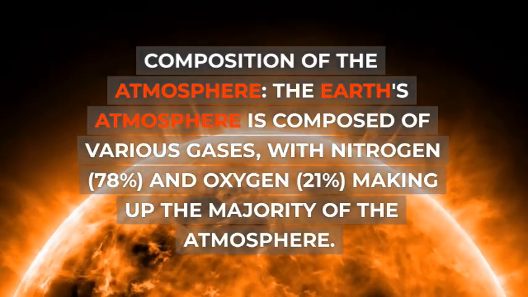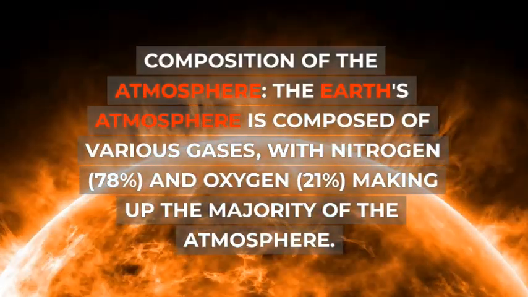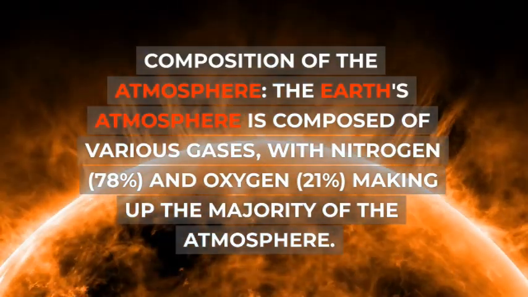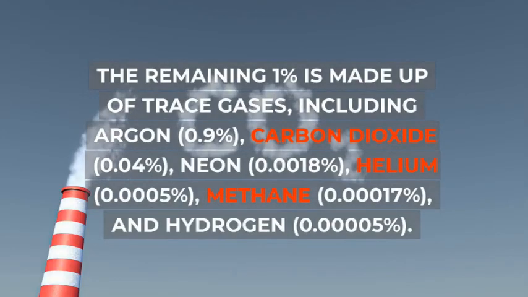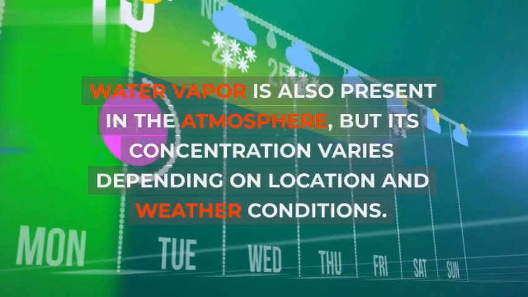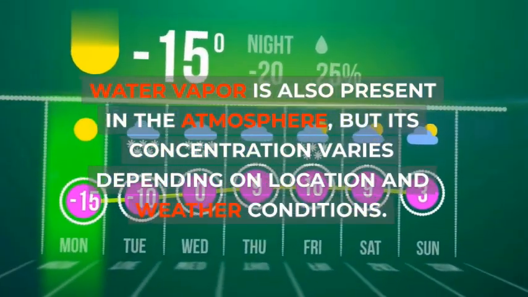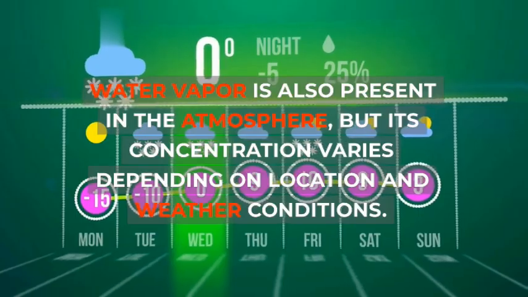Composition of the atmosphere. The Earth's atmosphere is composed of various gases, with nitrogen, 78%, and oxygen, 21%, making up the majority of the atmosphere. The remaining 1% is made up of trace gases, including argon, 0.9%, carbon dioxide, 0.04%, neon, 0.0018%, helium, 0.0005%, methane, 0.00017%, and hydrogen, 0.00005%. Water vapor is also present in the atmosphere, but its concentration varies depending on location and weather conditions.